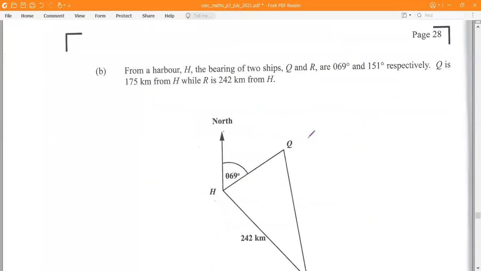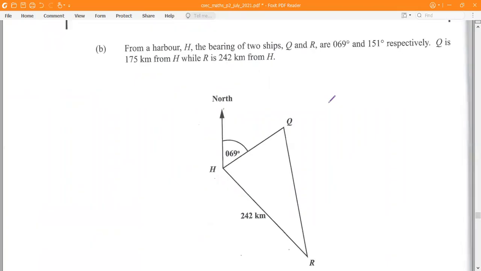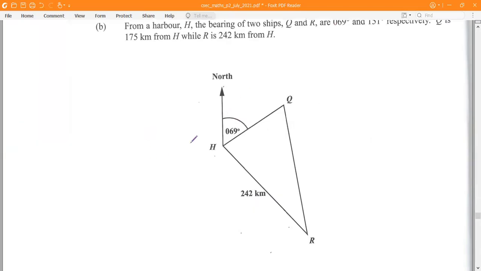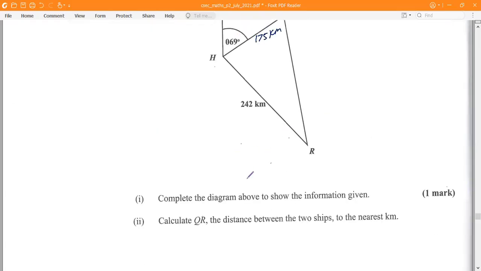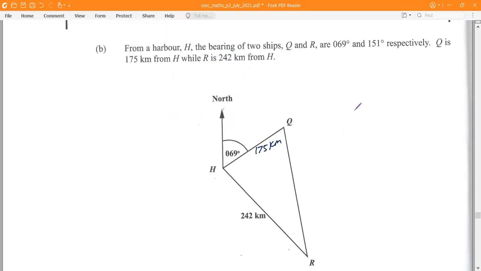So now we have a bearings question. From a harbor H, the bearing of two ships Q and R are 69 degrees and 151 degrees respectively. Remember, bearings are stated in terms of three figures. So we have 069, which is really 69 degrees. And Q is 175 kilometers from H. So QH is 175 kilometers. We are asked to complete the diagram above to show the information given. That's part one. So what we do is draw this angle here, this bearing is 151 degrees.